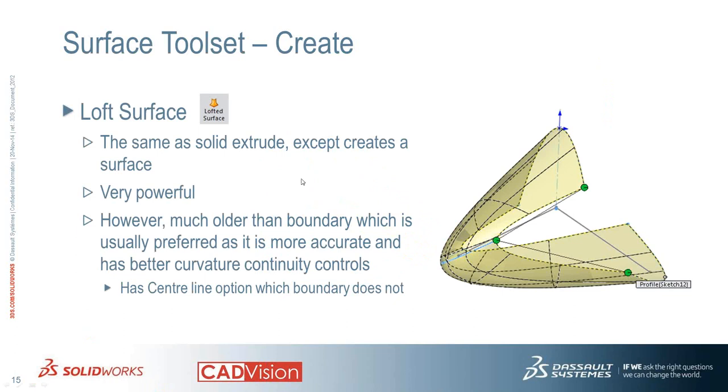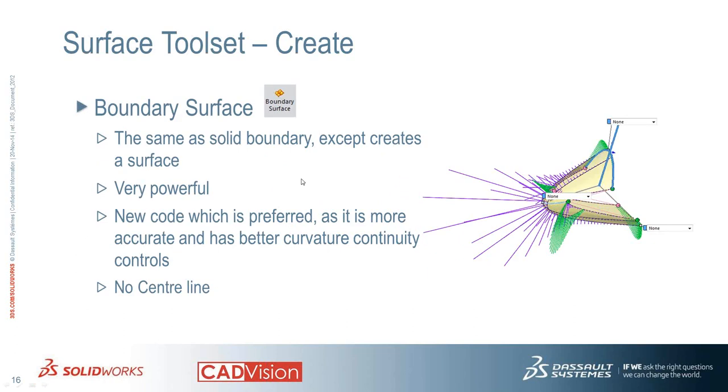Next is boundary surface. It is the same as solid boundary, except it creates a surface. So the technique is about the same as loft, but it is very powerful and we can control the tangency of the surface. Let us go and see how this boundary surface can be created.